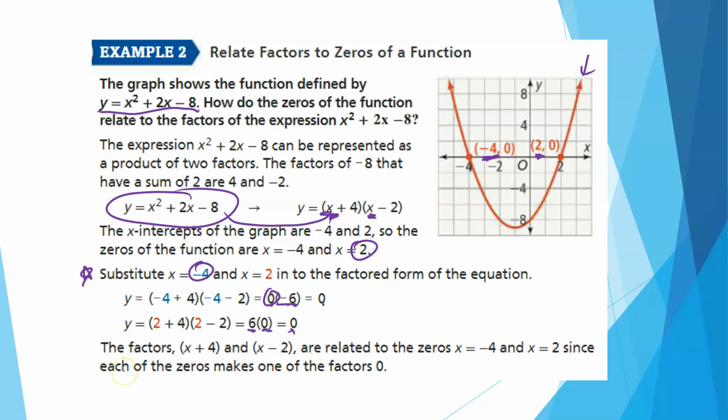So you can see that the factors x plus 4 and x minus 2 are related to the zeros x equals -4 and x equals 2, since each of the zeros makes one of the factors 0. So if you plug an x-intercept, or a zero, into factored form, it makes the whole answer 0.